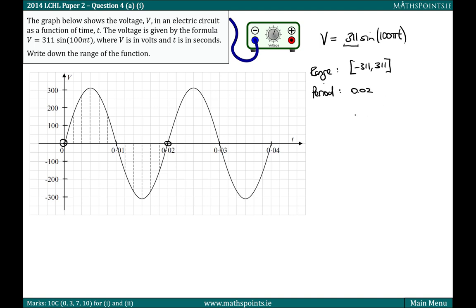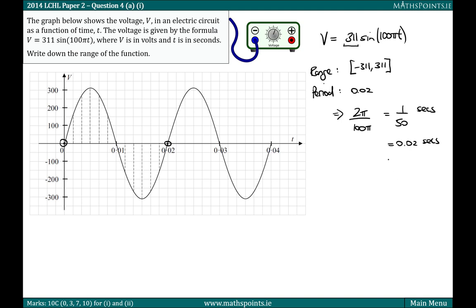But if we want to work it out just using the formula, the period is found by taking 2 pi, it's always 2 pi, and dividing that by the number that's beside the variable in the question. So the variable is t, it's in the angle here, and so the number beside that is 100 pi. So 2 pi divided by 100 pi is equal to 1 out of 50. So the period in this question is 1 out of 50 seconds, or obviously we can say that that's 0.02 seconds.